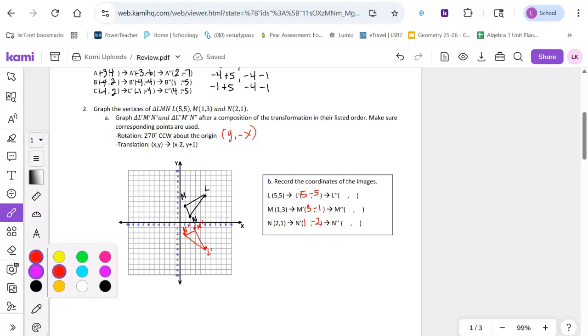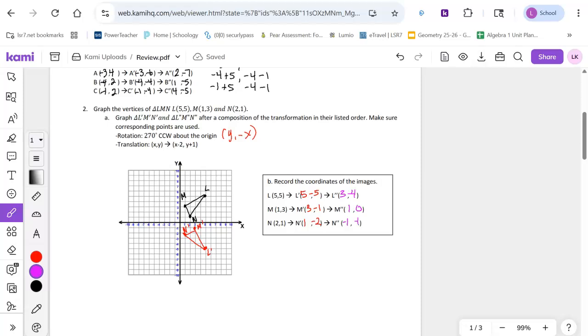Then we are going to translate it to the left 2 and up 1. So 5 minus 2 is 3. -5 plus 1 is -4. 3 minus 2 is 1. -1 plus 1 is 0. 1 minus 2 is -1. -2 plus 1 is -1.